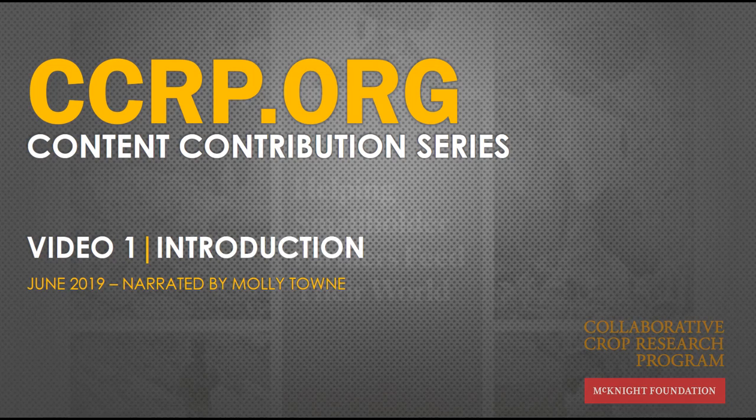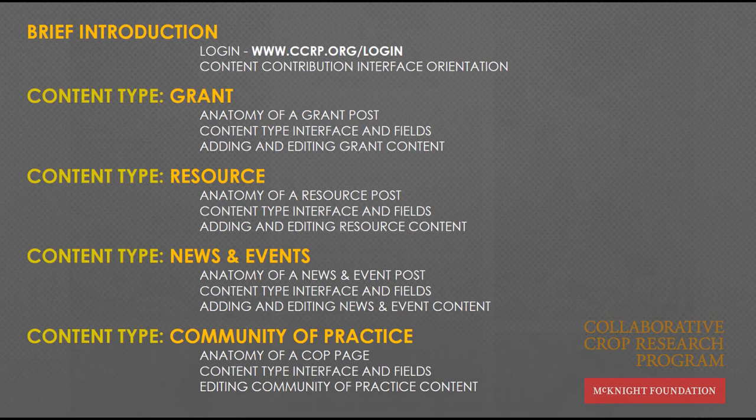This is video 1 of the ccrp.org content contribution series. In this video we're going to have a brief introduction to the series and also the website. And then over the next couple videos we're going to talk about the different content types that we expect users to interact with most. Those content types are grant, resource, news and events, and communities of practice.